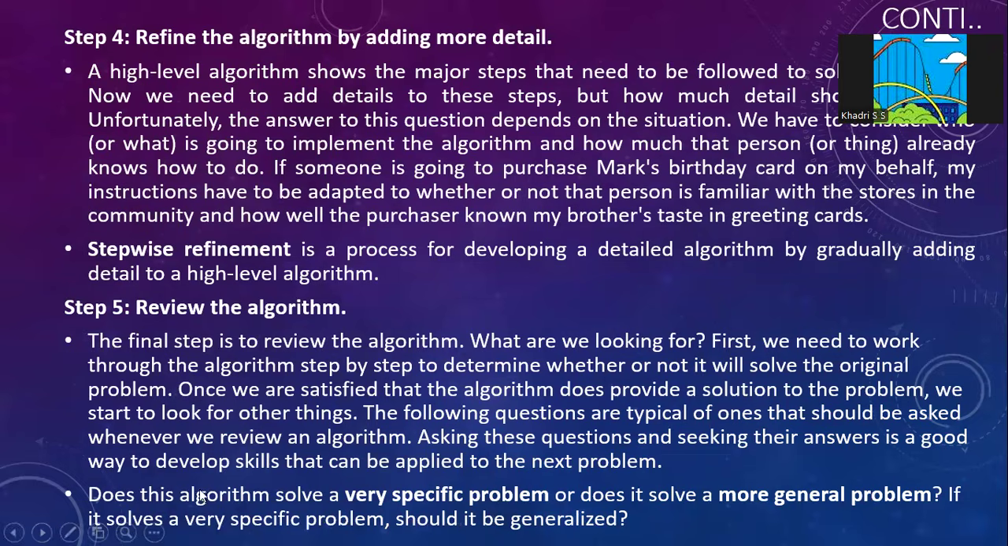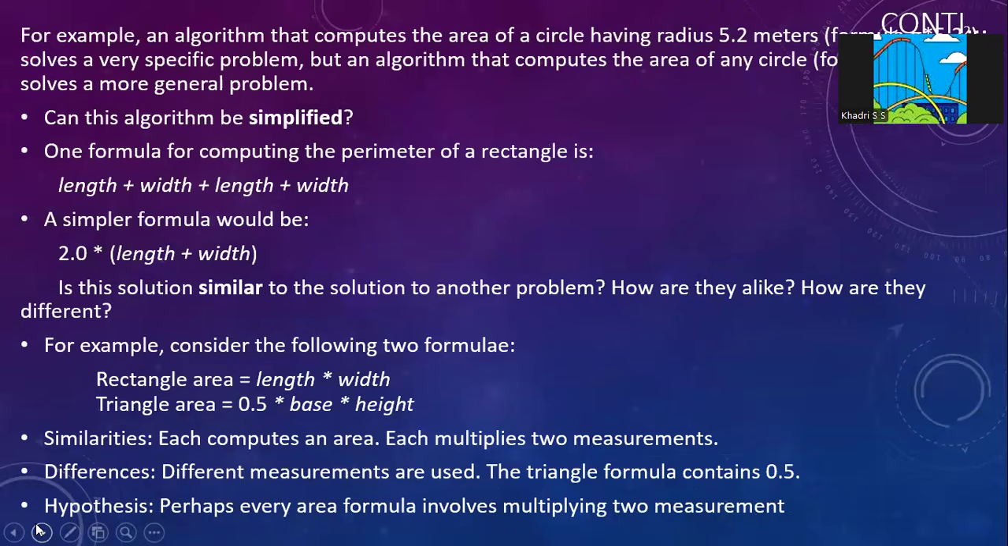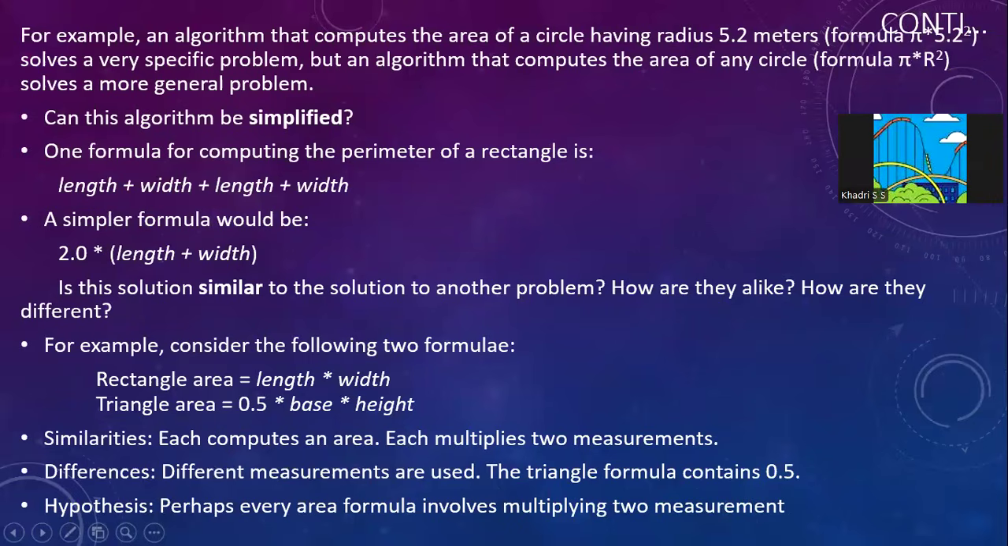So this is all about your algorithm, and here is one example so you can understand the concept. Suppose we have an algorithm that computes the area of a circle having radius 5.2 meters. The formula given is pi into 5.2 squared. That solves a very specific problem, but the algorithm that computes the area of any circle, pi into r squared, solves the more general problem. This is the specific problem, this is the general problem.